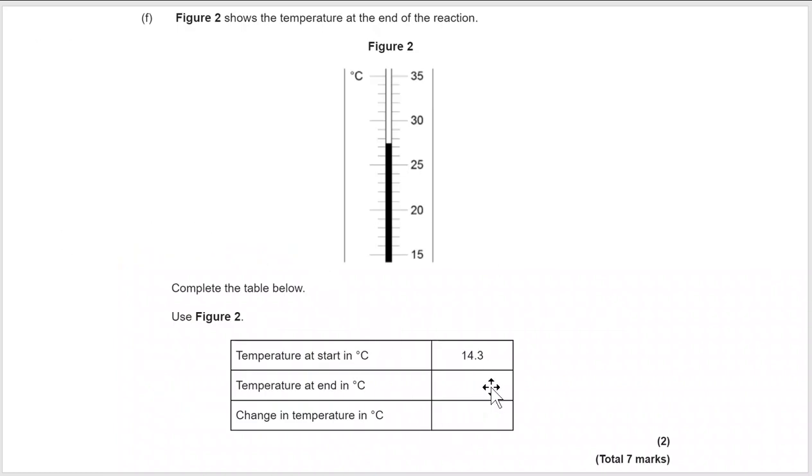So, we've got the start temperature, 14.3. The temperature at the end is 27, I can see it's between 27 and 28. I've gone for 27.5. You were actually able to have anywhere from 27.2 to 27.5 on this one. And the final mark on this one would be the difference between 14.3 and 27.5, 13.2.